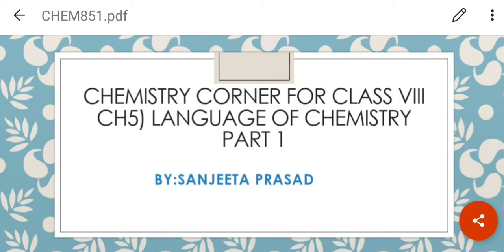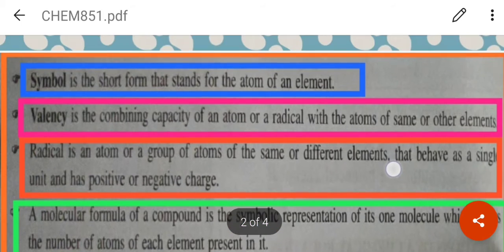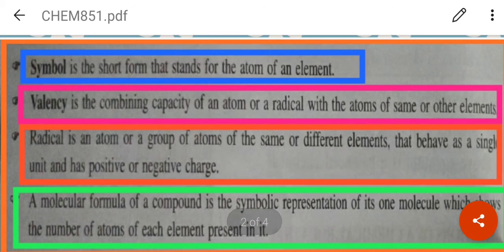Hello students, we are going to start the language of chemistry, which is the foundation of chemistry, and already you have learnt the basics of it in class 6 and 7. Now you know the definition of these terms, no? What is a symbol? Short form that stands for the atom of an element.